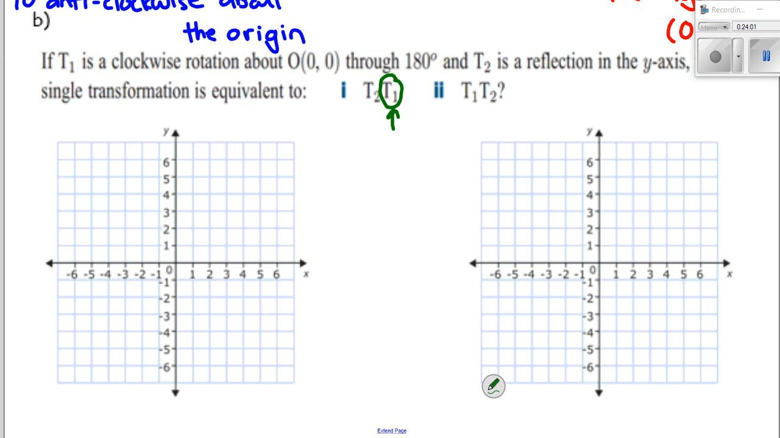So we need to do T1 first. I like to do this to remind myself because it's hard to remember: you do the second thing first, the second that happens first. It's the same initial triangle as at the very top of the page. So let's draw our object again. A is at 2, 1, B is at 4, 2, and C is at 4, 1. So I've got a lovely little object which I like to draw in red.